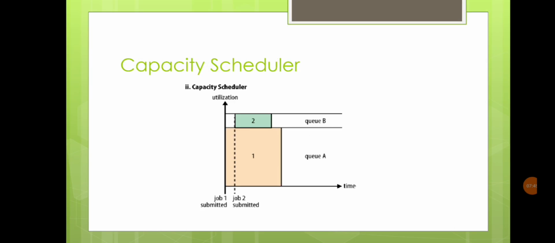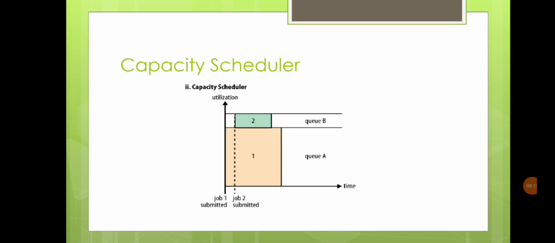The second one is the capacity scheduler. The figure shows the function of the capacity scheduler. Initially, the capacity scheduler provides more sophisticated resource allocation compared to FIFO. It allows users to define queues, each with a certain capacity of resources, which can be allocated to different jobs or applications.